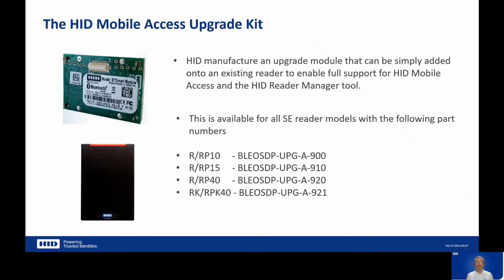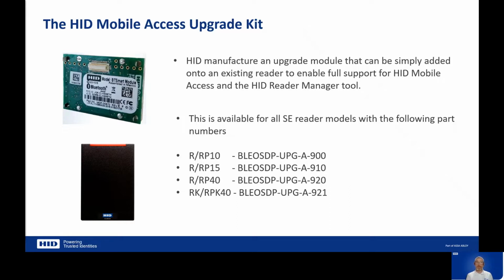So what does the kit actually consist of? Well, it consists of two parts really. It consists of the module, the BLE module, Bluetooth Low Energy module that is fitted into the back of the existing reader, and it also includes a metallized sticker that needs applying to the backplate to act as a screen.